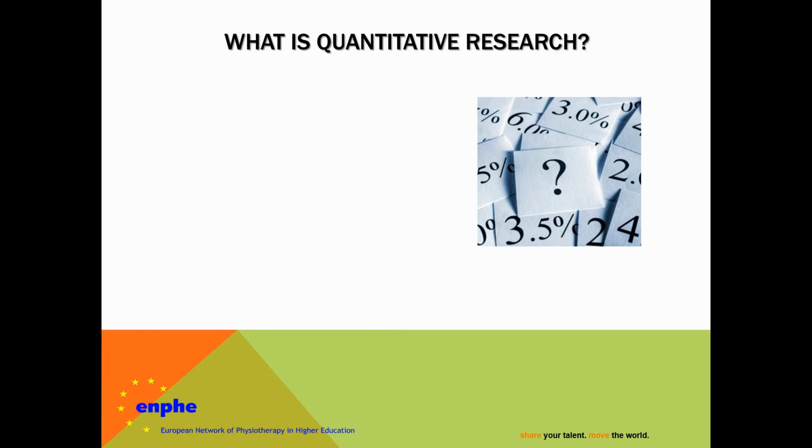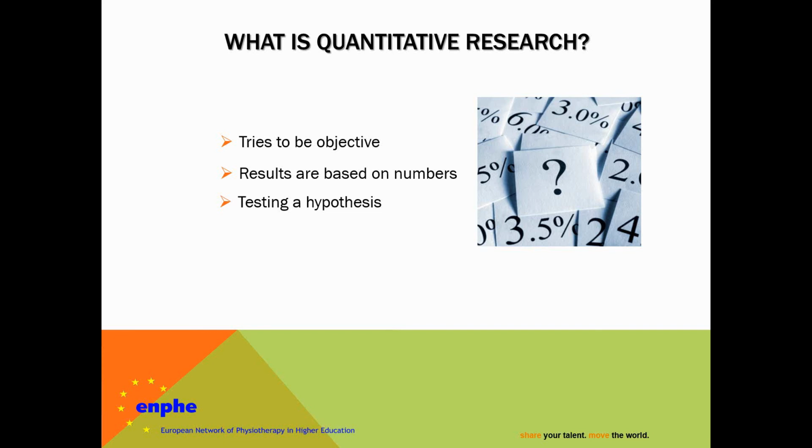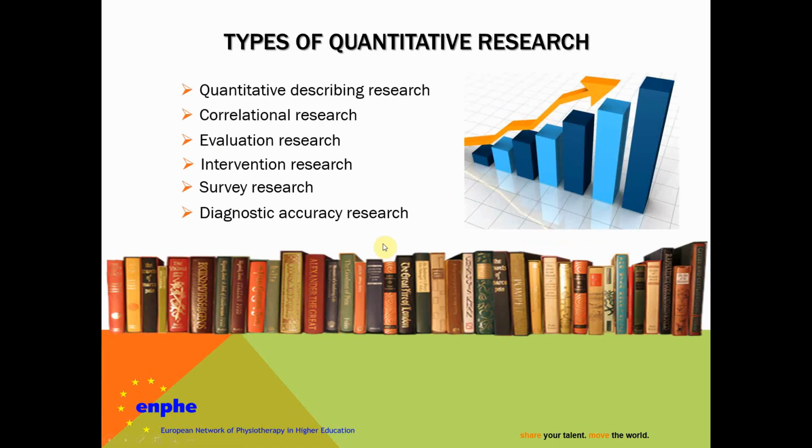It tries to be objective, and the results are based on numbers, which means a lot of data will be collected in repetitive pattern, and it can be used to explain phenomena, situations, or testing the hypothesis. There are different types of quantitative researches. Just to get a quick view, I will explain a few of them. The first one is describing research. For example, you can use it to describe your patient population, like how many patients do have a lower back pain.